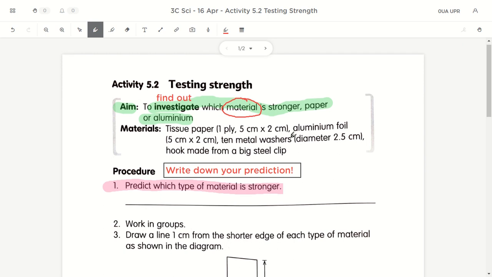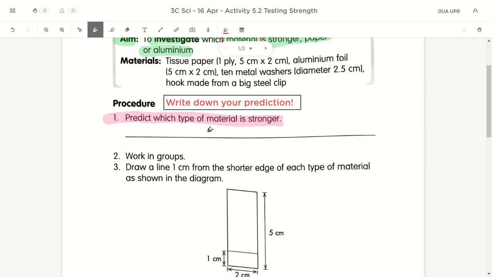So let's start with the prediction. Predict which material is stronger. I'm talking about which material is stronger. Is it paper or is it aluminum? An intelligent guess will lead you to say that aluminum is the stronger material here. Aluminum should be the stronger material compared to tissue paper, compared to paper.